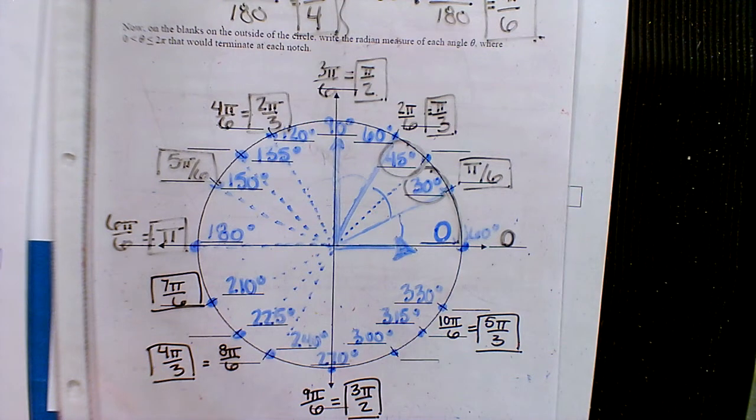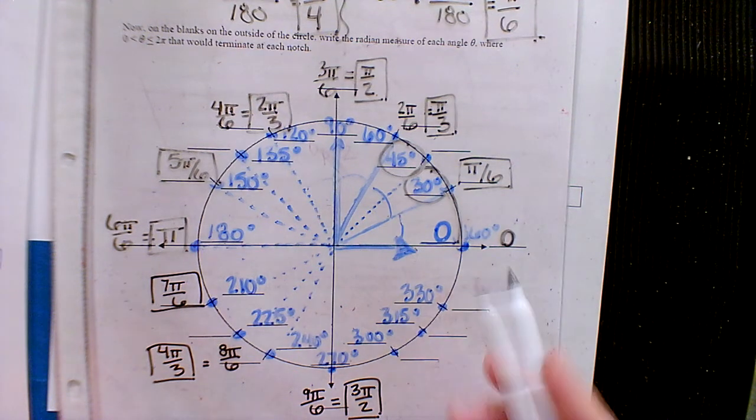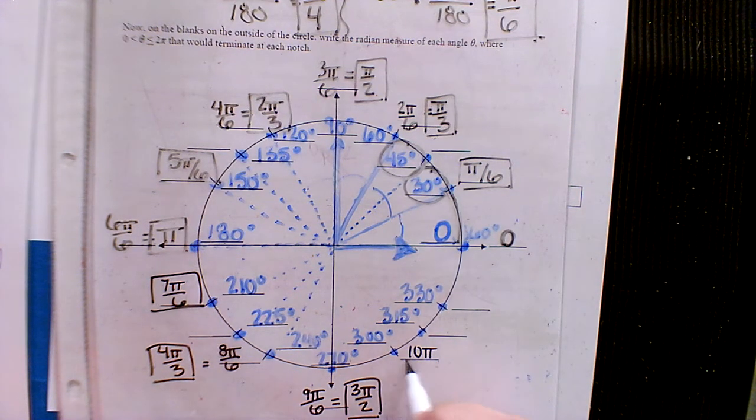Oh, okay. I thought we would do it at 350. Oh wait, I wrote that in the wrong one. Right, we'd be here, right? 10 pi over 6, so that'd be 5 pi over 3. I wrote it in the wrong spot. Good catch.